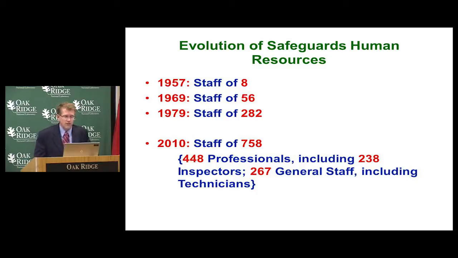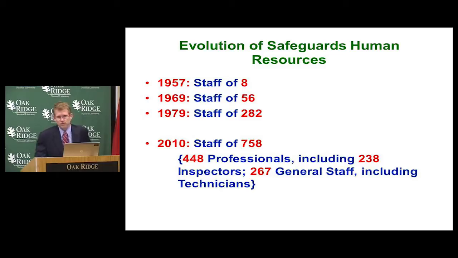The staff of the Safeguards Group has, in that time, grown to 758, of which 2/3 are professional and the other third are general staff. So as opposed to the agency as a whole, where the professional and general administrative staff are 50-50, you can see that within the Safeguards and Verification Department, there is a slant more towards professionals.